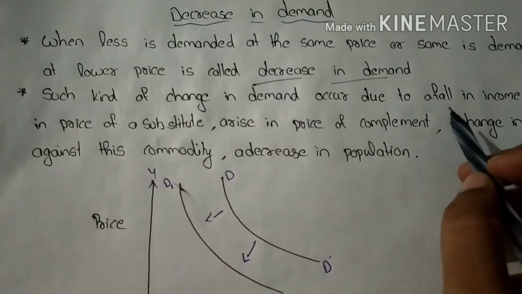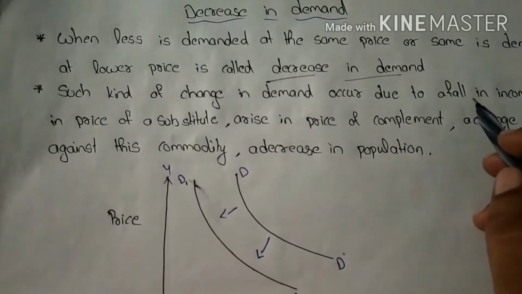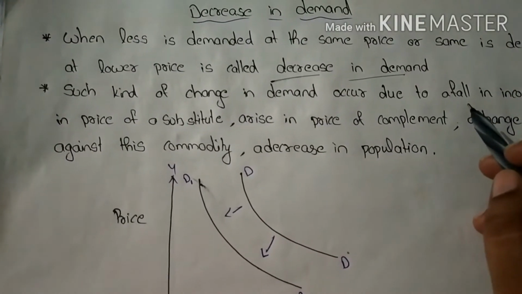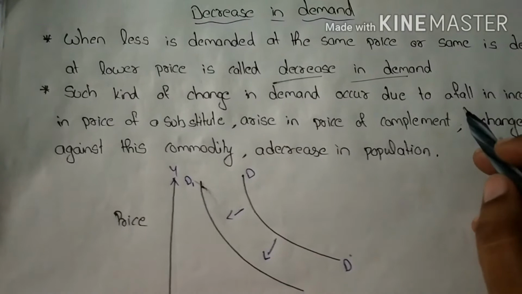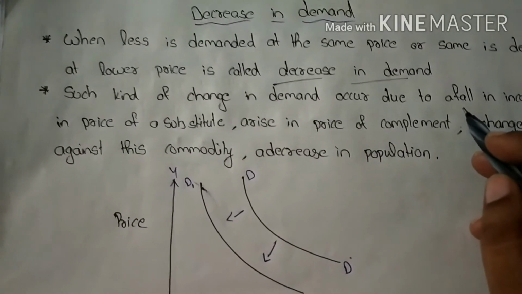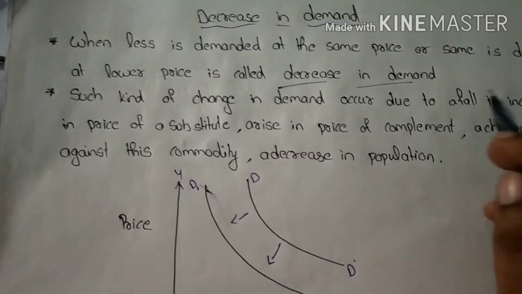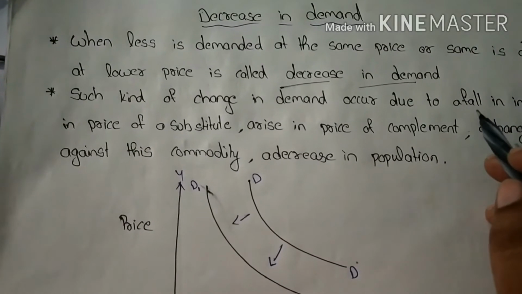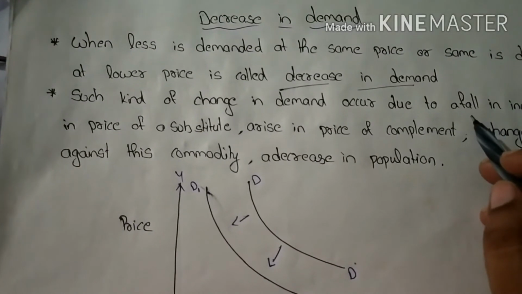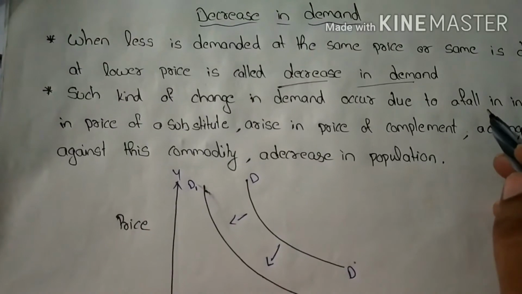Such kind of change in demand occurs due to a fall in income. Suddenly the person's income falls. It decreased from 4,000 to 3,000. Then automatically his purchasing power also decreases. Then he goes for a lower quantity. He decreased his quantity. Then the demand should automatically decrease here.